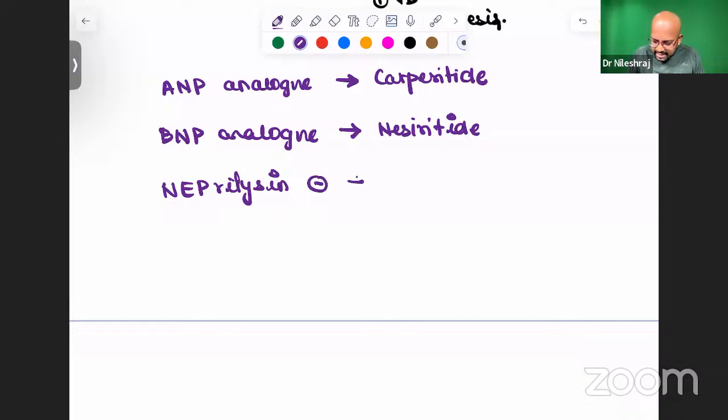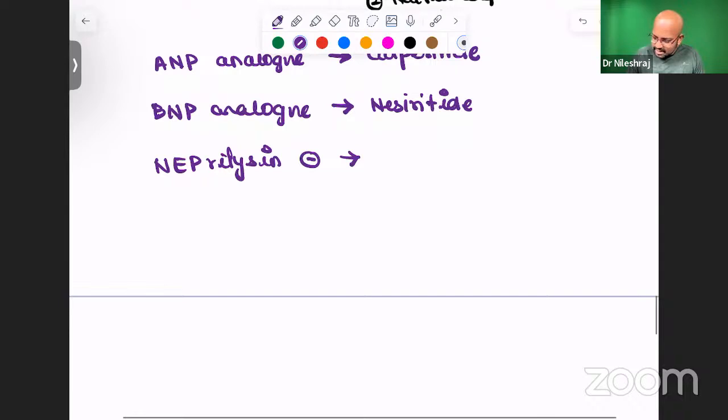Most importantly, we have neutral endopeptidase, also called neprilysin, which is inhibited by drugs ending in -tril.